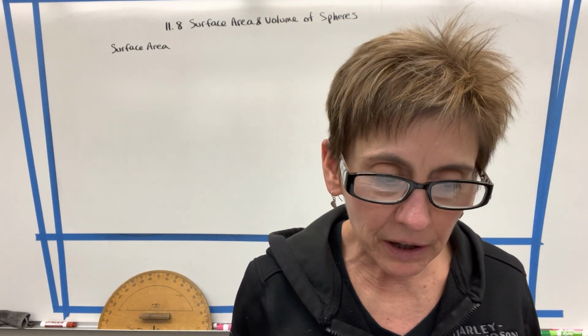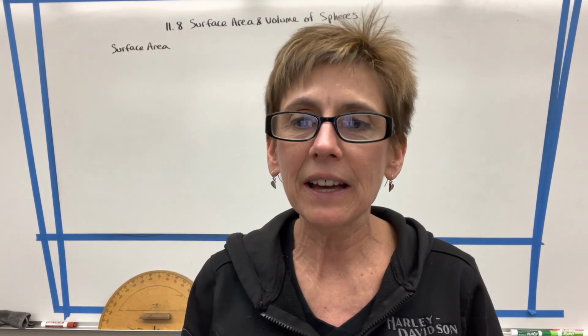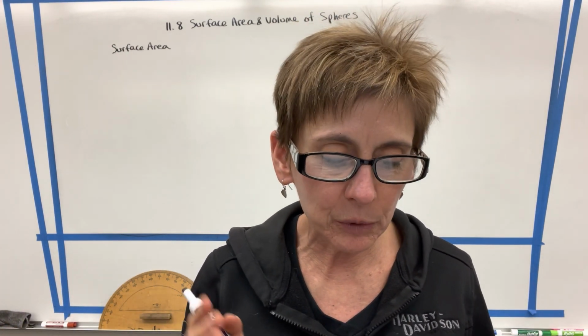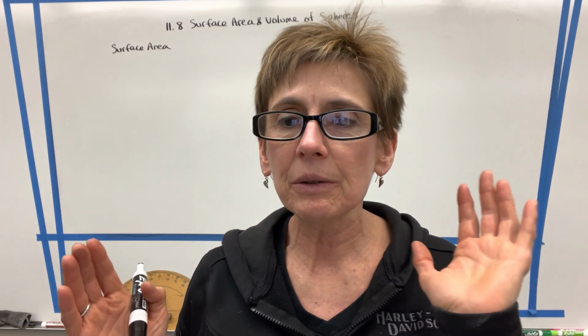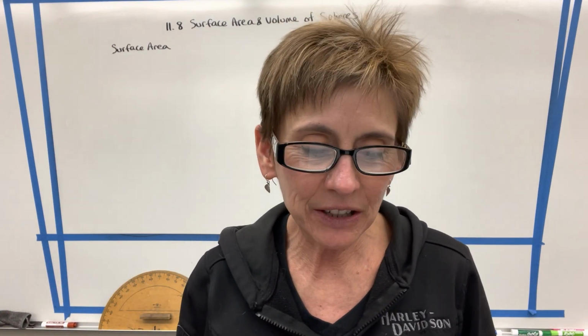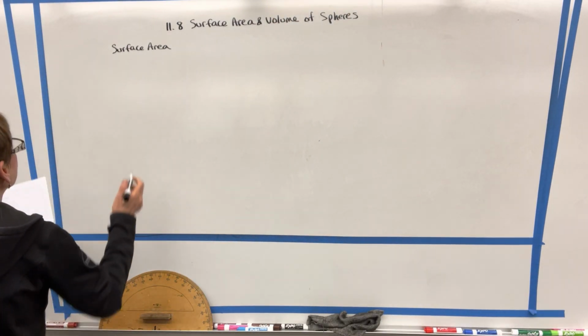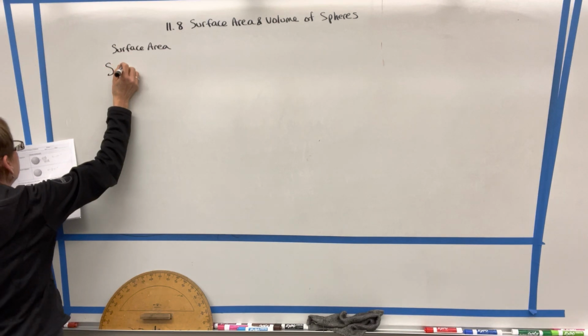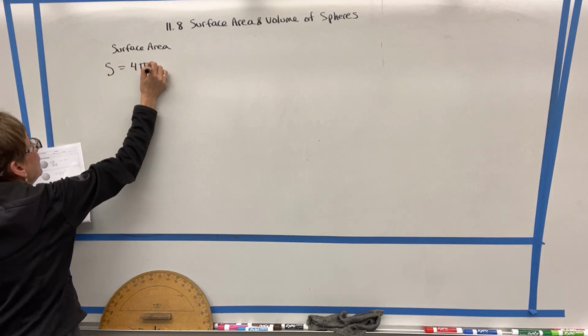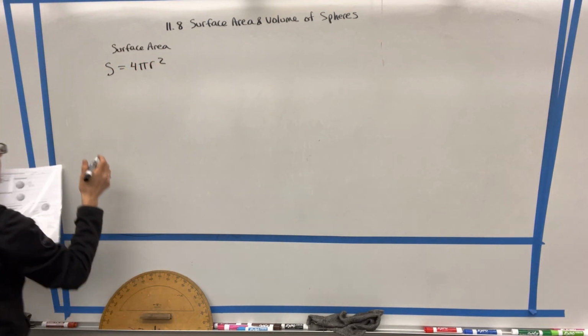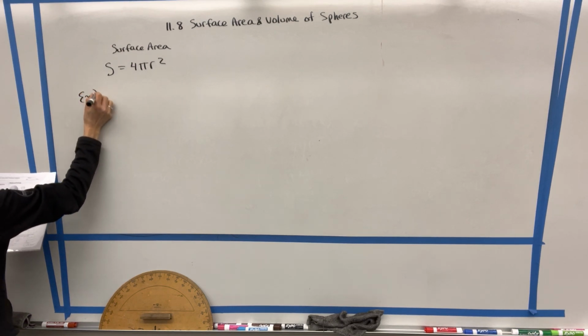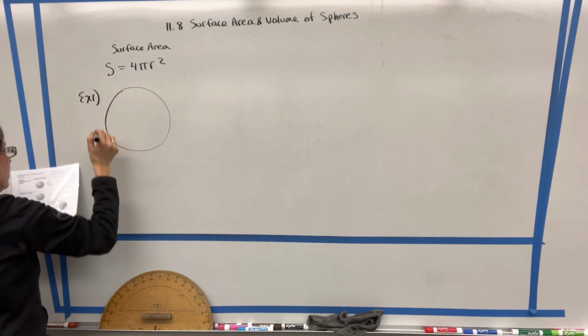So we are finishing off chapter 11, our last chapter, and the topic is surface area and volume of spheres. So we're going to do the formula for surface area, and then we'll do 3 examples, and then we're going to do the formula for volume and do 3 examples for that, and then you should be totally good to go. All right, so the formula for the surface area of a sphere is 4 pi r squared. So let's do example 1, and we're going to draw our sphere.